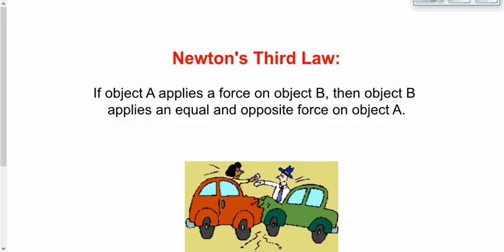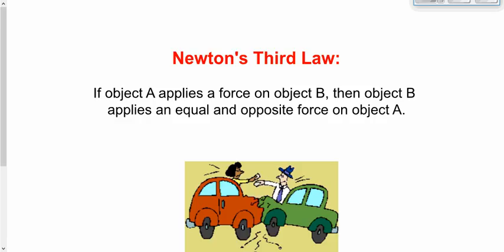When the smart car is heading towards the semi-truck, maybe the smart car is going really fast, going really slow. Maybe the semi-truck is at rest. Maybe it's moving fast. It doesn't really matter. As the smart car applies a force of, let's say, 100,000 newtons on the semi-truck, the semi-truck will apply an equal and opposite force of 100,000 newtons on the smart car. Now, the semi-truck doesn't get damaged that much.